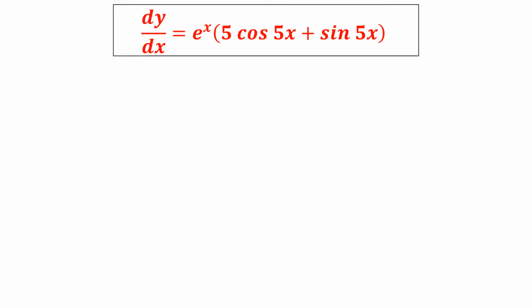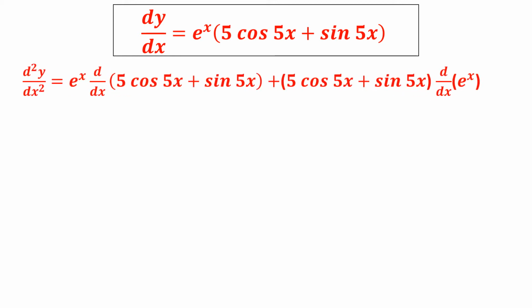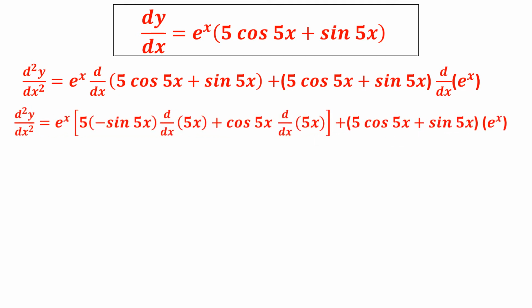Let us continue with this first derivative. Second derivative, again you have to use product rule. Keep e power x, differentiate the second term, that is 5 cos 5x plus sin 5x, plus 5 cos 5x plus sin 5x into d by dx of e power x. Once again, inside the first derivative, it is 5 multiplied by, what is the derivative of cos 5x? It is function of function rule, that is chain rule, minus sin 5x into differentiation of 5x.